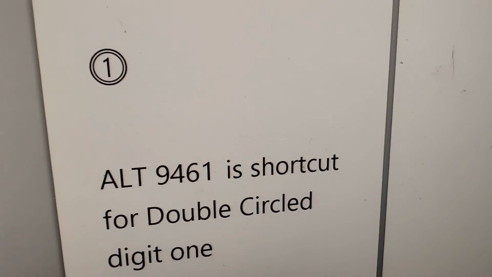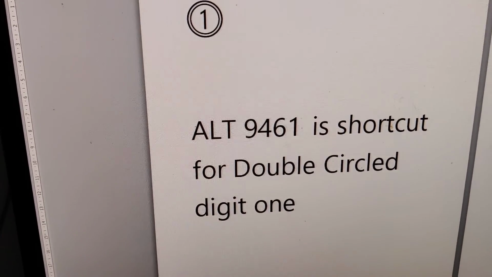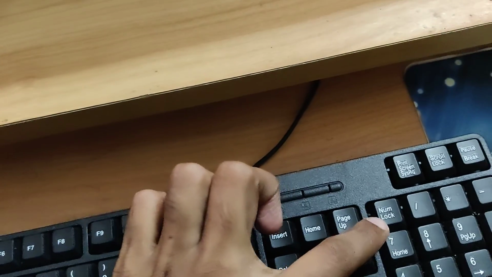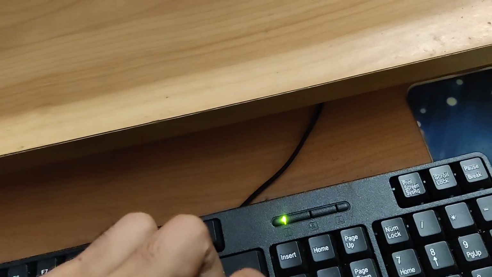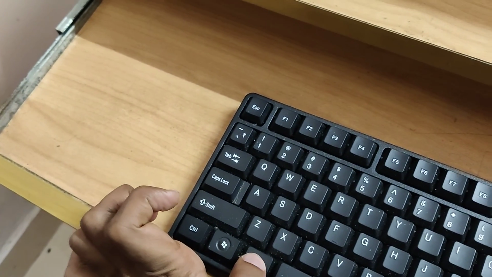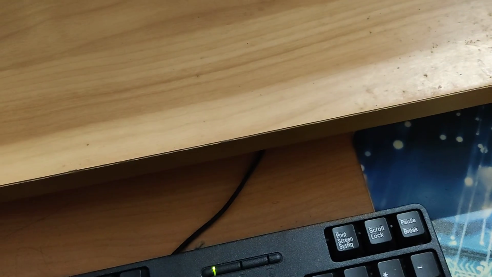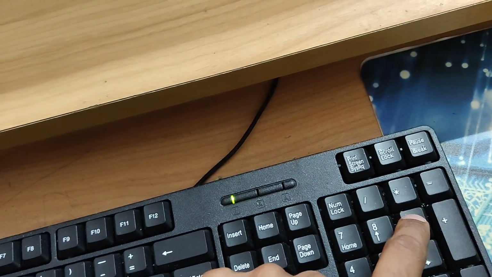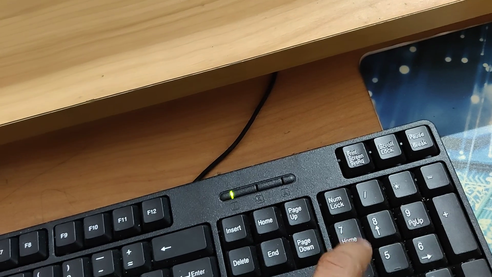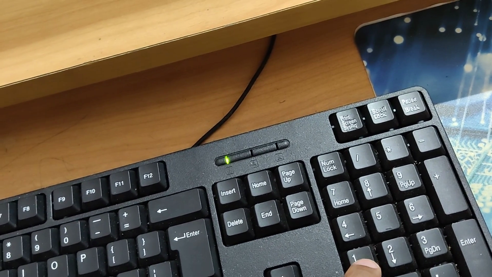For doing this, first you must open your Microsoft Word, and after that you can go to your keyboard and first turn on the number lock. And the next step is you must go to the left side of your keyboard, and there you must press the alt key. Do not remove your finger from the alt key, and at the same time you must type here 9461.